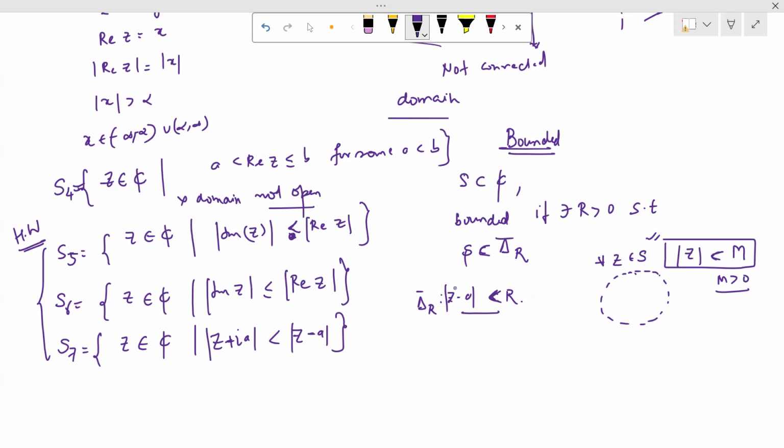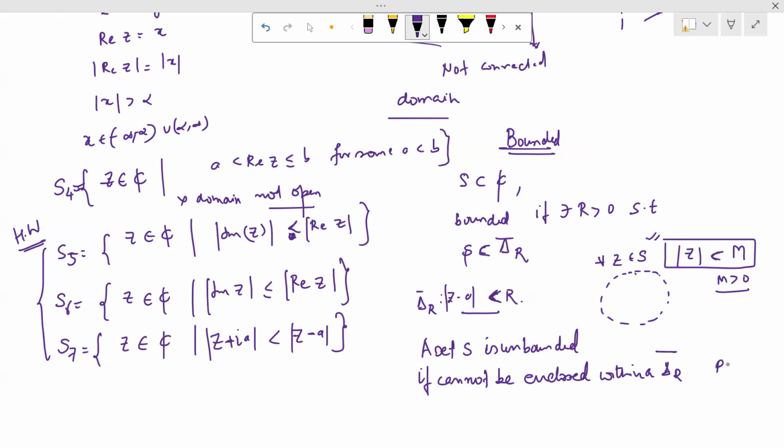Yes, sir. Okay, and a set S. Otherwise, this is also how you define it in the real case. It is the same here: if S is a bounded set, then for all the elements contained in that set, the modulus I can write less than M, where M is a positive number. A set S is said to be unbounded if I cannot find any such disk, so if it cannot be enclosed within a closed disk of radius R, with R greater than 0. Then it is said to be unbounded.